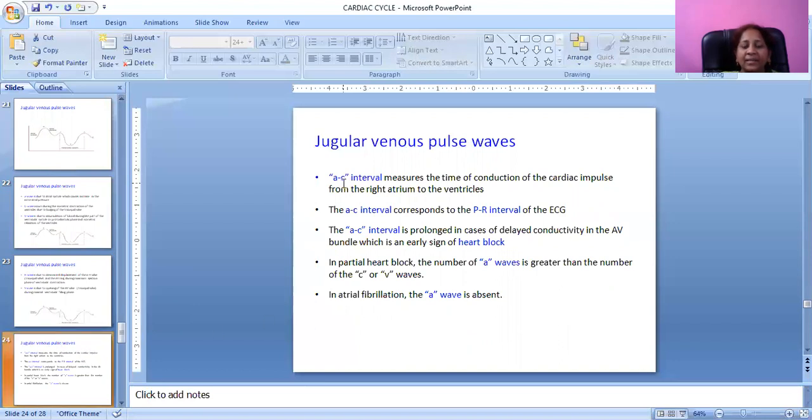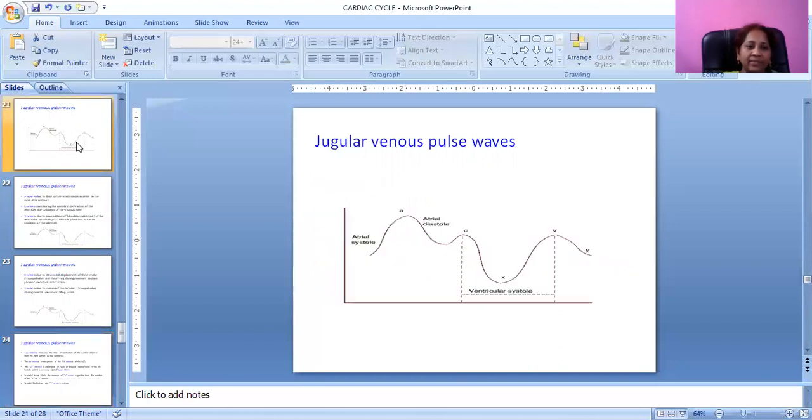Again, the AC interval measures the time of conduction of cardiac impulse from the right atrium to the ventricles. The AC interval corresponds to the PR interval of the ECG. The AC interval is prolonged in cases of delayed conductivity in AV bundle, which is an early sign of heart block. In partial heart block, the number of A waves is greater than number of C waves. Here we can see A, C, like this.